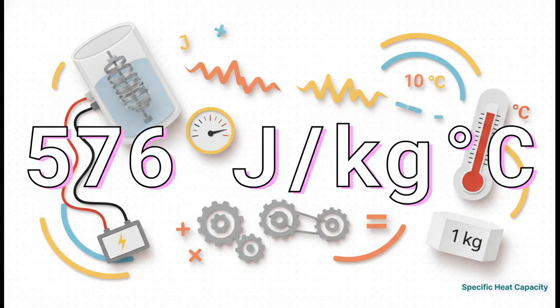Time to plug in our numbers. The energy we supplied, well, that's 12 volts times 0.8 amps times 600 seconds, which gives us 5,760 joules. Then we pop that into our rearranged equation. So that's 5,760 divided by 1 kilogram times 10 degrees Celsius. And that gives us a final answer of 576.